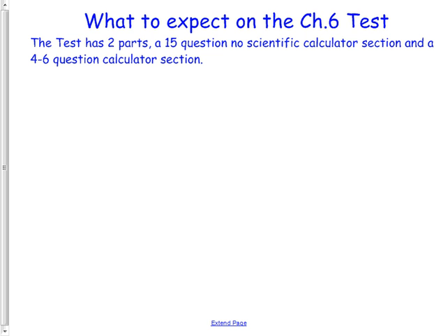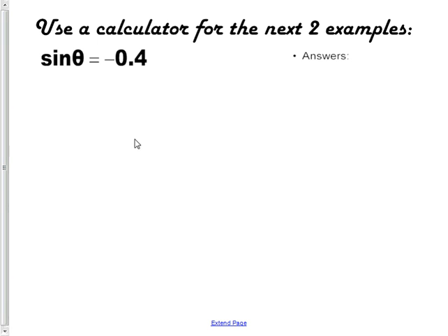Here's what you can expect. You can pause and read through that. I'm not going to go over it, but that's what a chapter 6 test is like. Alright, so we're using a calculator here to solve this. Once again, you have to take the sine inverse of both sides, because we talked about how an inverse function with a regular function basically cancels it out.